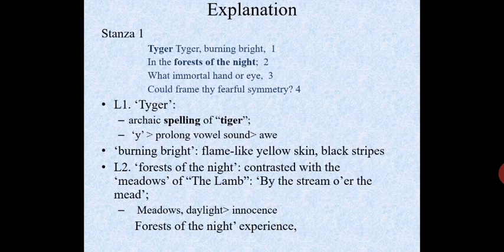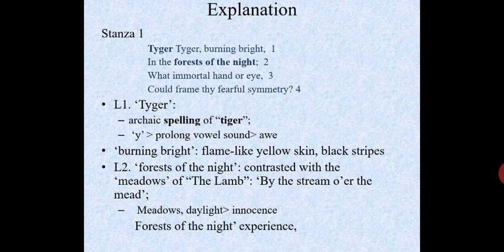Now, burning bright. Burning bright obviously is a reference to the bright eyes of the tiger that would seem like burning in the dark. So, the forests of the night here is a direct contrast to the meadows that you have read in the poem The Lamb. In The Lamb, you can see the line where meadows and daylight were being referred to. And here, the forest and the night, the dark, are associated with this tiger. So the forest of the night is contrasted with the meadows of the lamb.